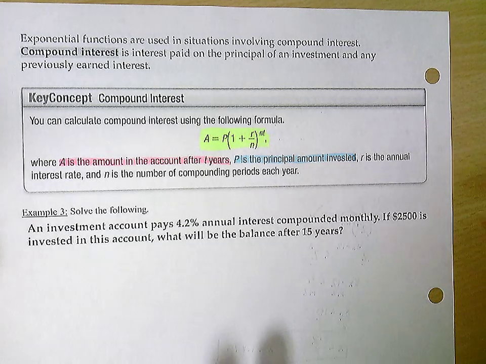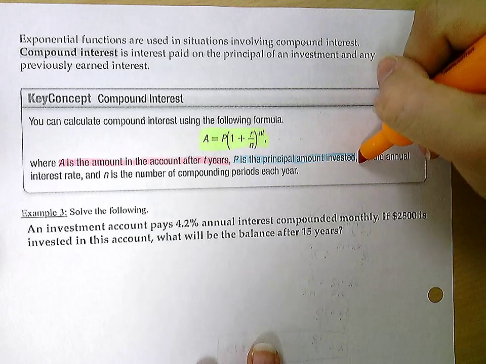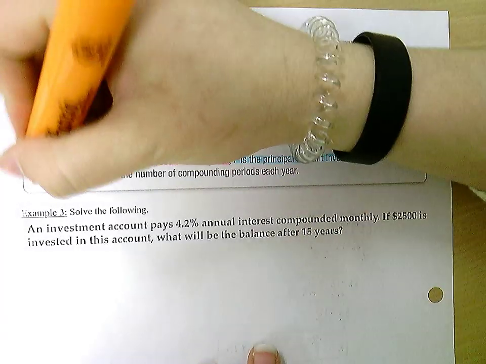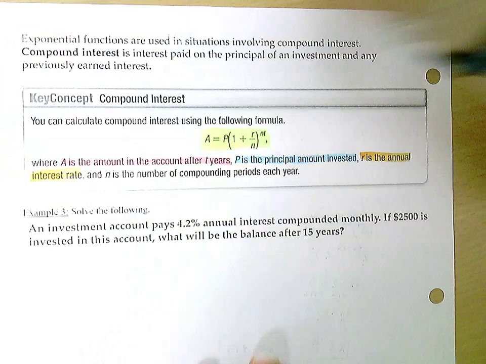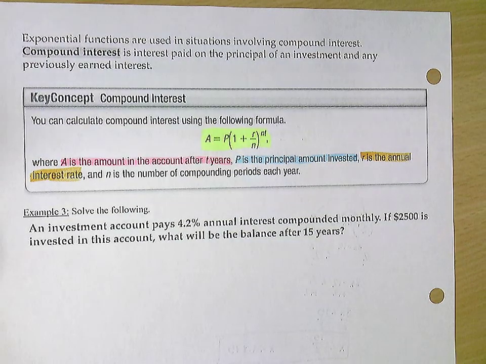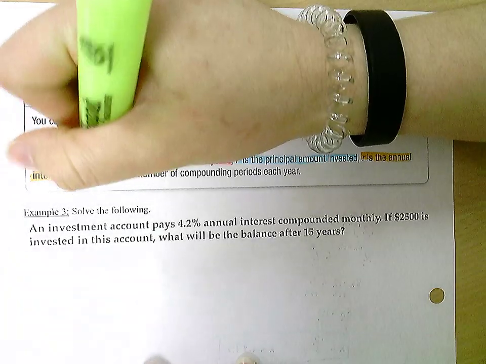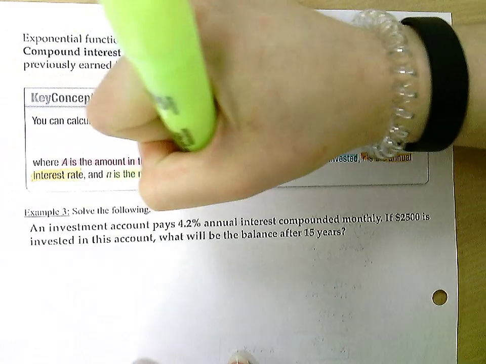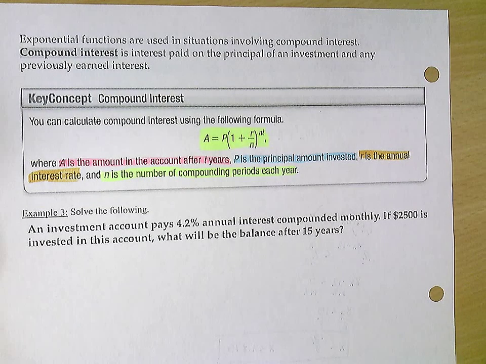And then R is the annual interest rate. So it's the rate of interest that you would accumulate. And then lastly, N is the number of compounding periods per year. So how many times it is compounded per year. It could be on a weekly basis, it could be on a monthly basis, it could say biannually, stuff like that.